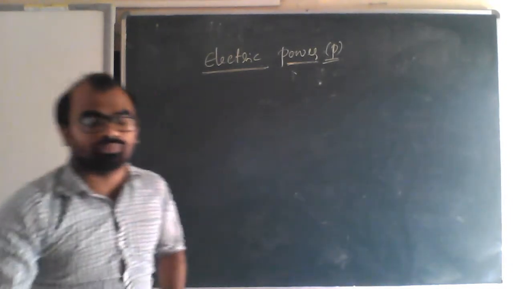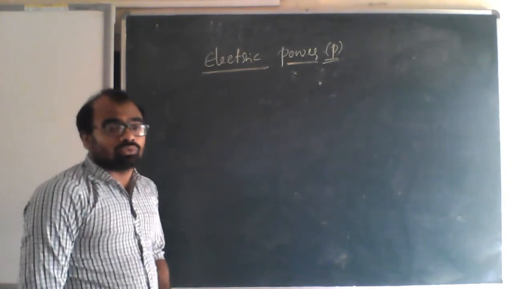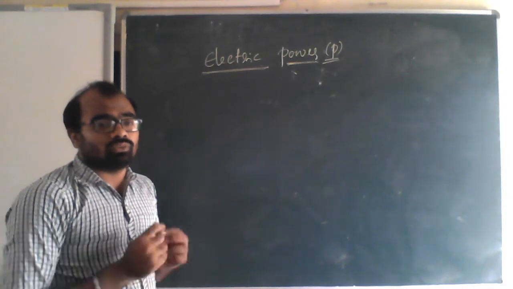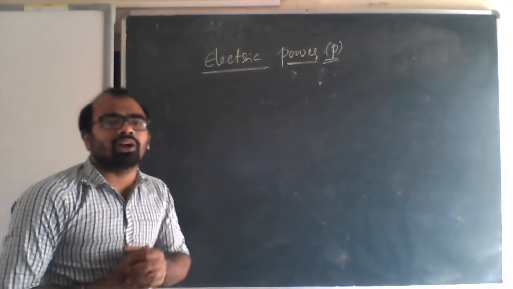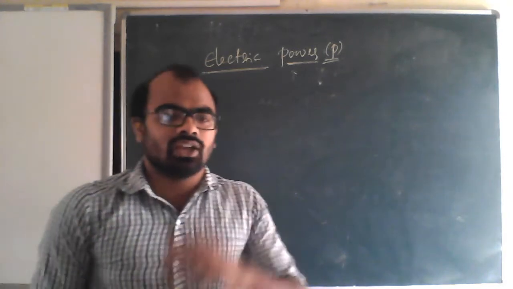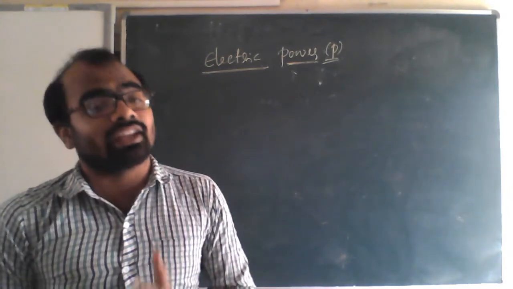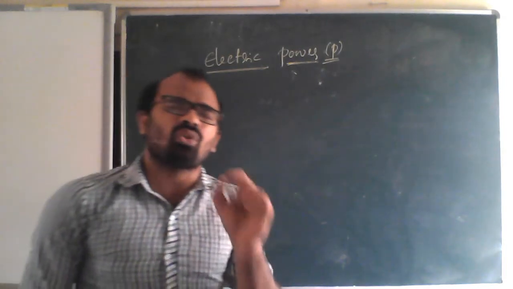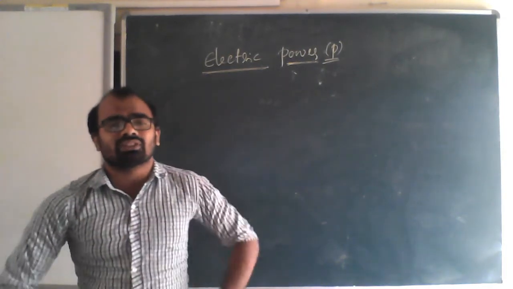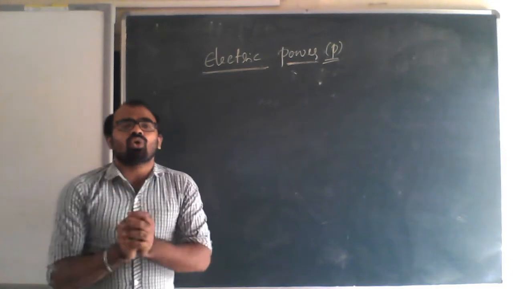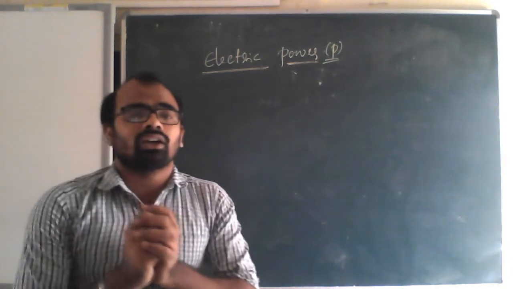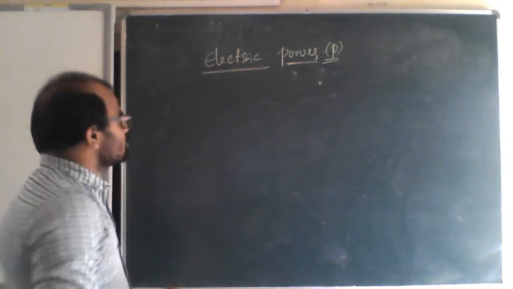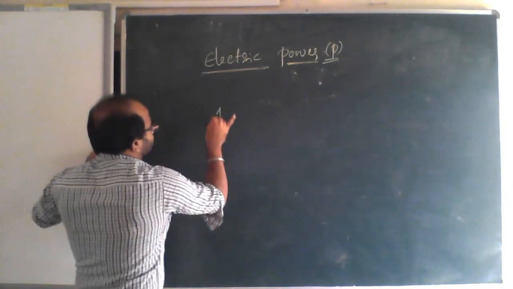Now we will see one question that will be asked. What is the commercial unit of electrical energy? The commercial unit of electrical energy is kilowatt hour. Joule is the smallest unit, so instead of using that unit, we use kilowatt hour for commercial purposes. So how much is equal to 1 kilowatt hour?